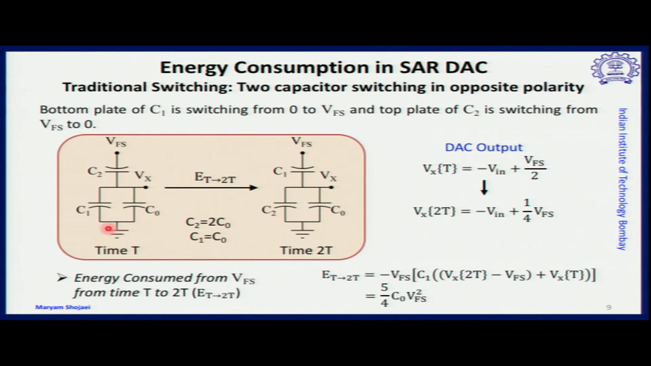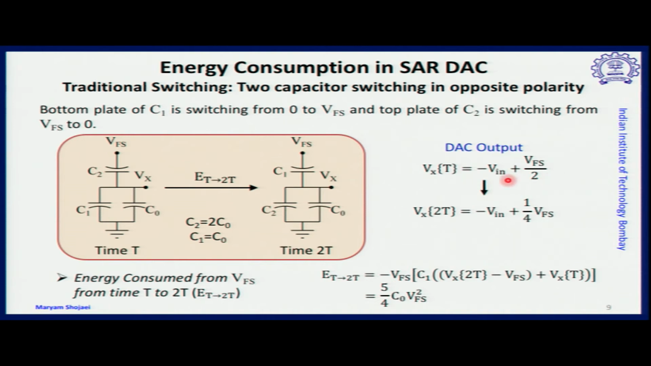Because capacitor C1 has its bottom plate connected to ground, which will later be connected to V full scale, the polarity of charge across C1 has to change. Similarly for C2, because the top plate of C2 is connected to V full scale but later has to be connected to ground, the polarity of charge across C2 also changes. When we have two capacitor switching, we are changing the polarity of charge on two capacitors, so we expect relatively high energy drawn from V full scale, and that is happening.